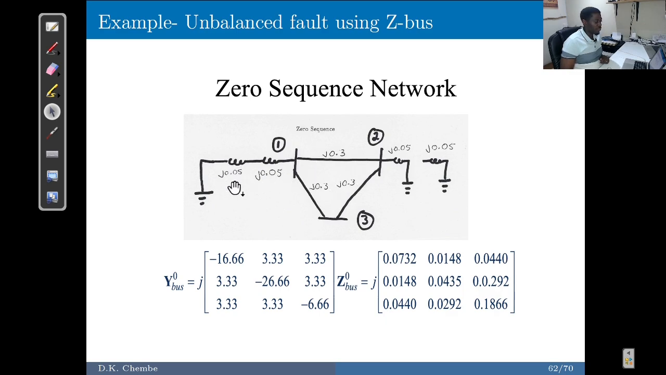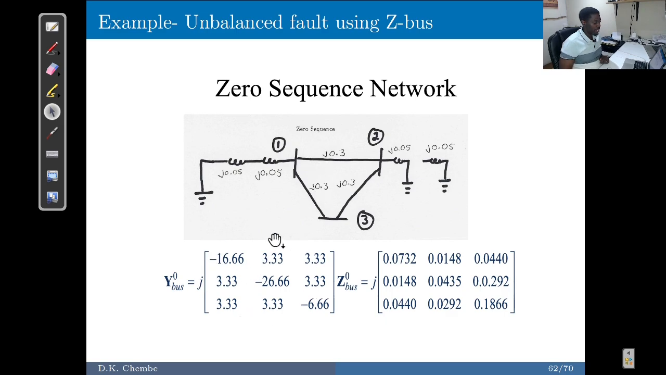And then here for the generator, it was 0.05. For the transformer, you have 0.05. And then you have here for the transformer, you have 0.05. This is disconnected from the system because of the zero sequence. And therefore, we determine the Y-bus based on this network.